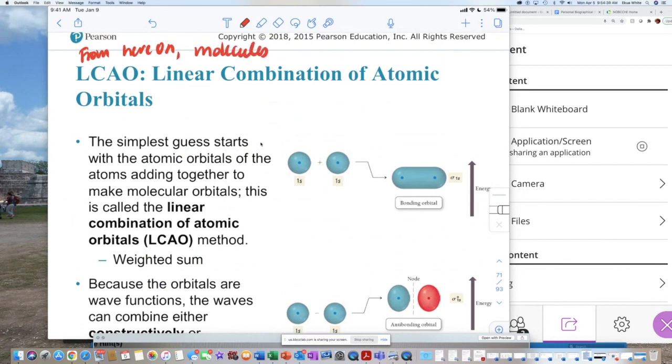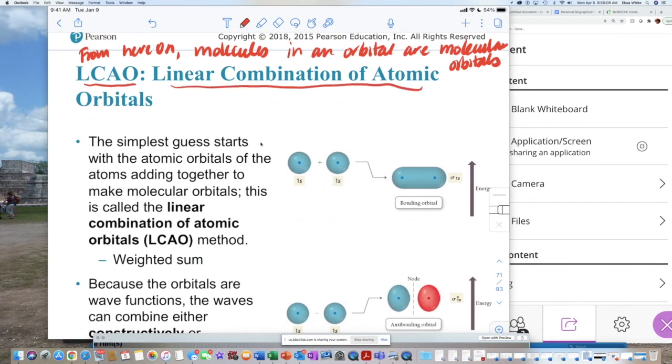molecules in an orbital are molecular orbitals. Okay, so it is our goal to take atomic orbitals that are just beginning to bond and form molecular orbitals out of it. So we're told here we're going to be using the method called LCAO, linear combination of atomic orbitals. The simplest guess starts with the atomic orbitals of the atoms.